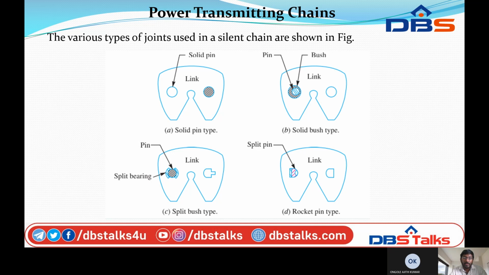The next type is the rocker pin type. This type is seen in the rocker model. So this is the split pin. These are the 4 joints used in the chains to transmit the power.